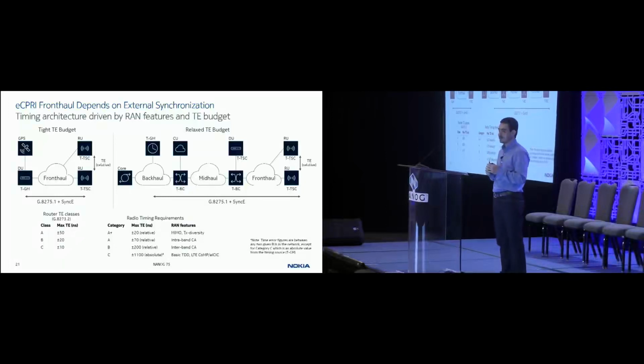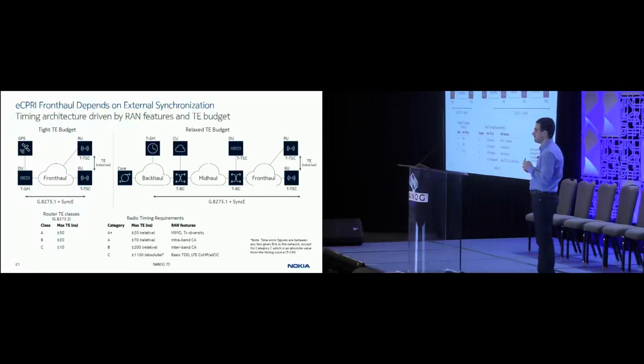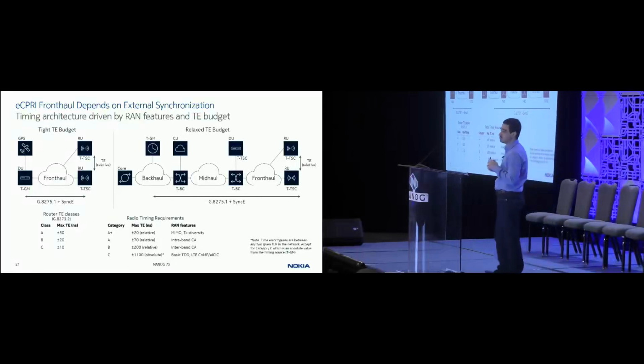And you have here classes A, B, and C. So C is actually being standardized. Most of the routers sit in class A, which is plus minus 15 nanoseconds of error introduced. Many routers are now in class B, which only introduces plus minus 20 nanoseconds. And some routers will come up with class C.